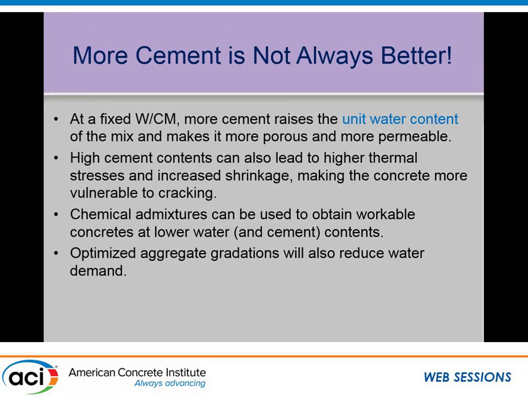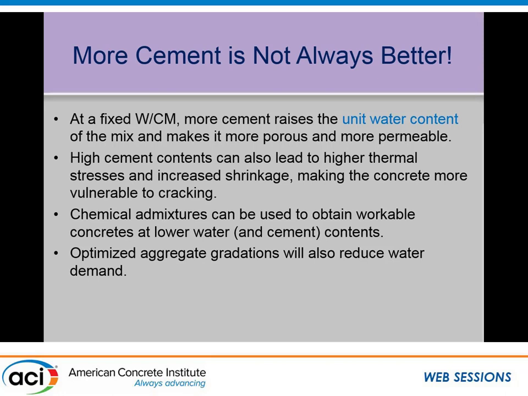More cement's not always better, who knew? At a fixed water cement ratio, more cement raises the unit water content of the mix. More pounds per cubic yard of water into the mix, which means at a given water cement ratio, you need more cement. So if you can reduce the unit water content by optimizing aggregate gradations and using water reducers appropriately, you can reduce the unit water content. Therefore, at a given water cement ratio, say 0.4 or whatever your requirement is, you can reduce the total cementitious content. Because we can do these separately now.